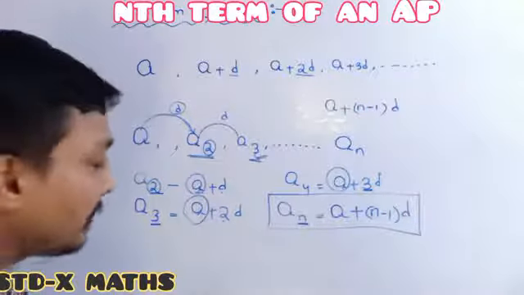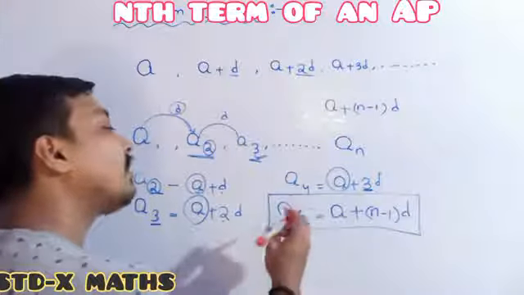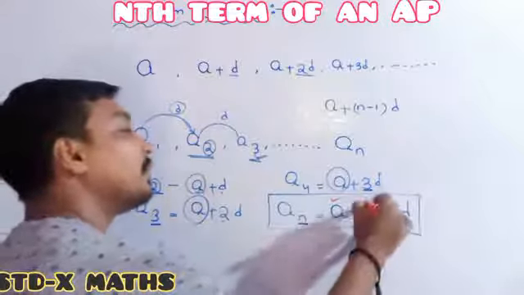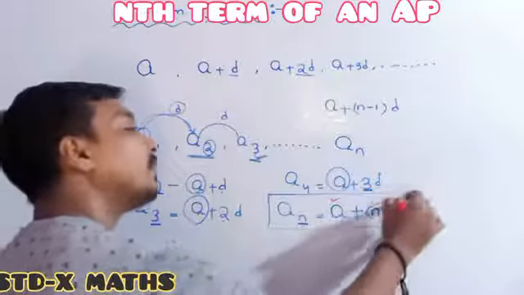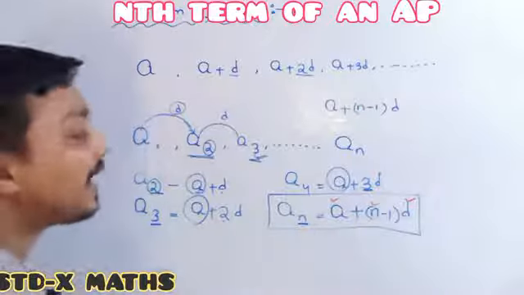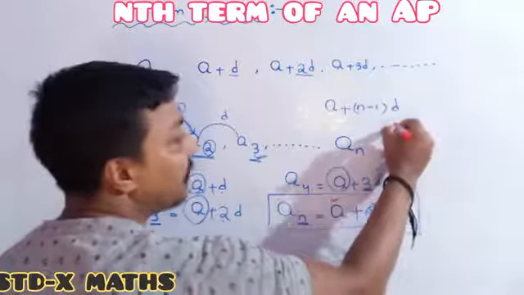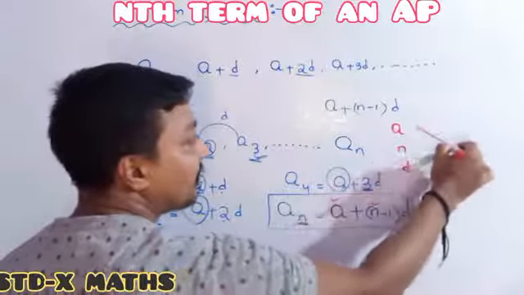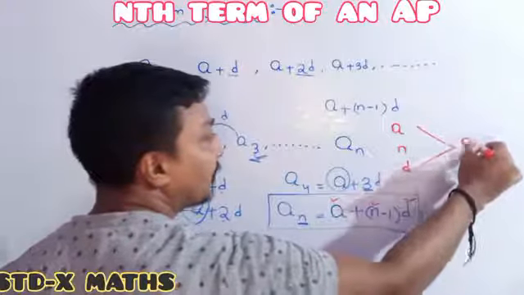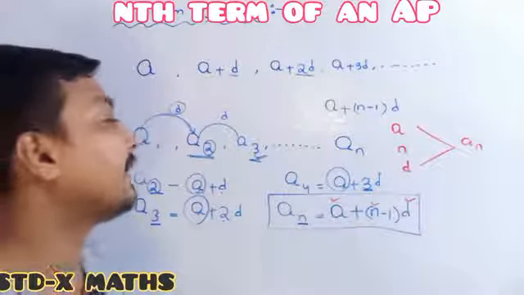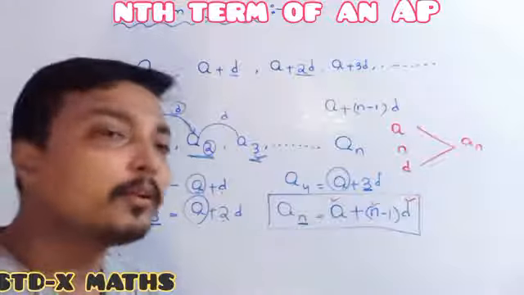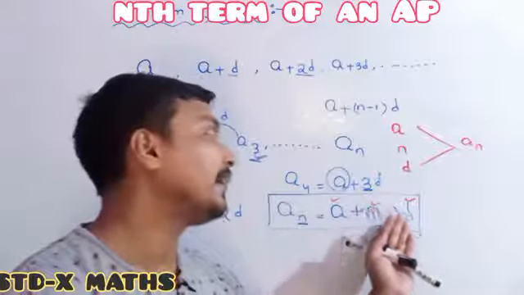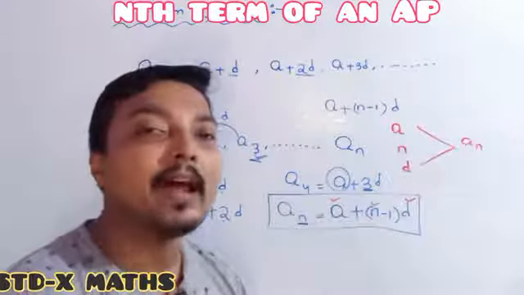Understood perfectly? So one thing is clear: to find the nth term, first a will be required, next n will be required, and next d will be required. So the first formula says, everyone see, if a is given, n is given, d is given, then one can easily find an, because the formula for an is a plus (n minus 1) times d. So once you put a, n, and d, automatically you can find the value of an.